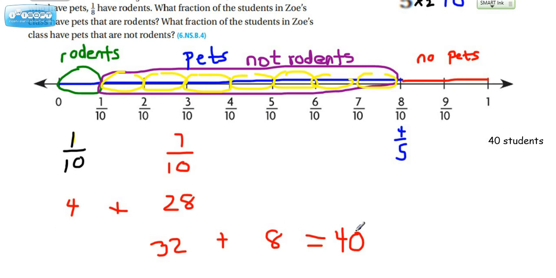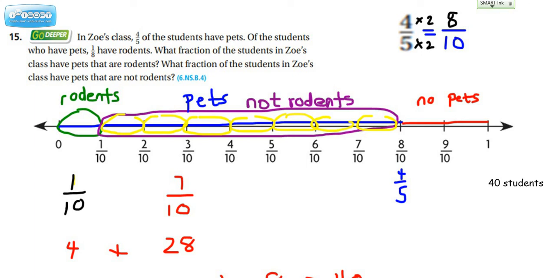All right, so hopefully you understand this a little bit better, and that mapping it out can really make the difference in your understanding. So the first part, what fraction of students in Zoe's class have pets that are rodents? That's this number right here. And then what fraction of the students in Zoe's class have pets that are not rodents? That's this number right here.